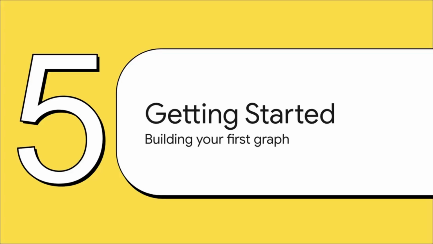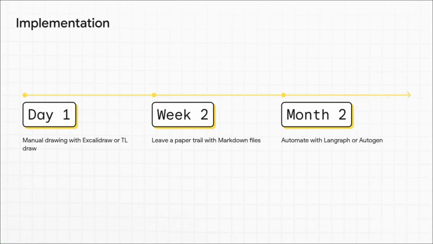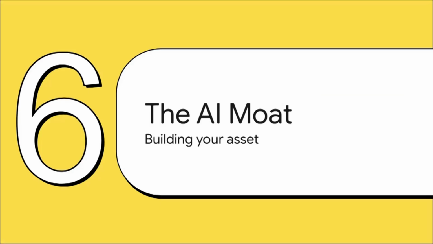Okay, section 5, getting started. Now you might be thinking this requires complex coding or a whole team of developers. No way. The roadmap is actually highly accessible. Day 1, start manually. Just draw it out on a blank Excalidraw or a whiteboard. Draw the jobs and lanes with arrows, and literally run the steps yourself. By week 2, have the AI save its work in Markdown files so you have a paper trail. You really shouldn't move to advanced automation tools like LangGraph or AutoGen until month 2. Trust me, if you try to automate a workflow you don't fully understand yet, you're just going to automate a massive mess. Finally, section 6, the AI moat.